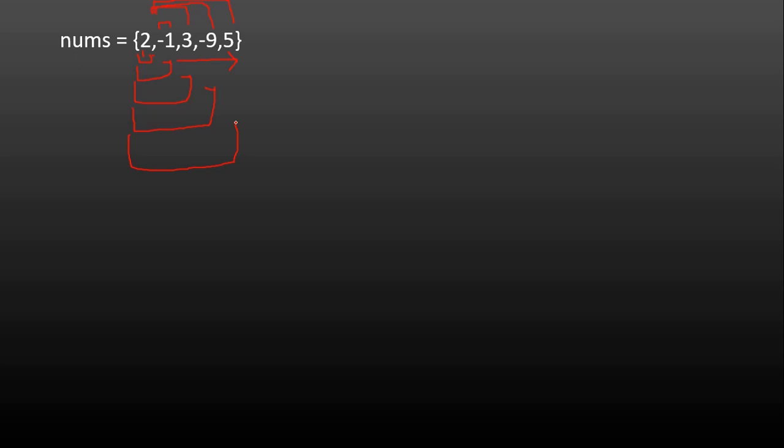One way to do this is using Kadane's algorithm, and the time complexity of that is O of n. That means we are only going through this whole array in one pass, and through that we can find the maximum subarray. So let's check what the algorithm is.